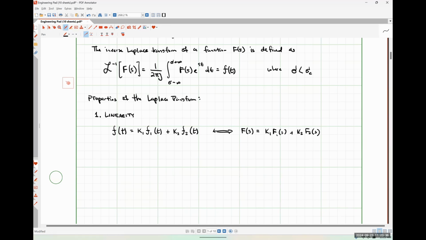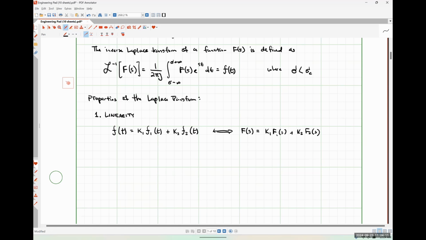Effectively, read this as I can scale my time domain functions by any arbitrary constant, and that results in scaling my Laplace transform by any arbitrary constant. I can add together two functions in the time domain, and it will give me a Laplace transform that is just the sum of the two functions in the s domain. So we have both the homogeneity and the additivity property of linearity represented here in the Laplace transform.